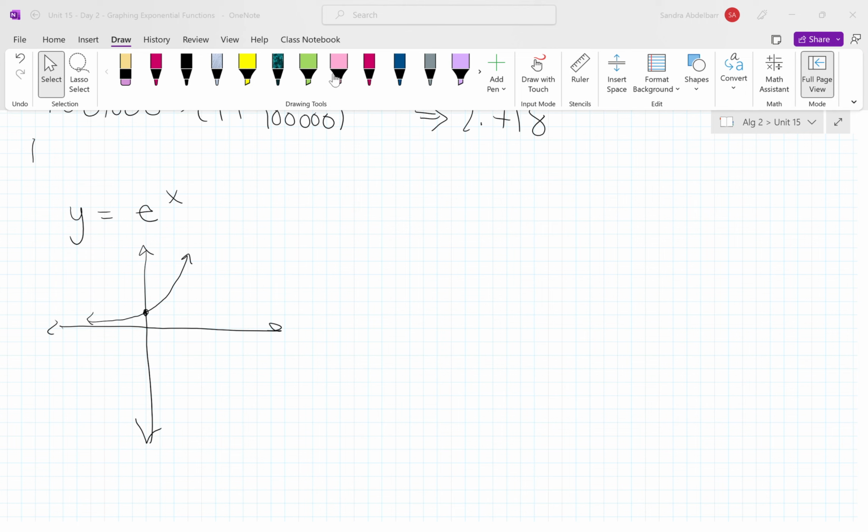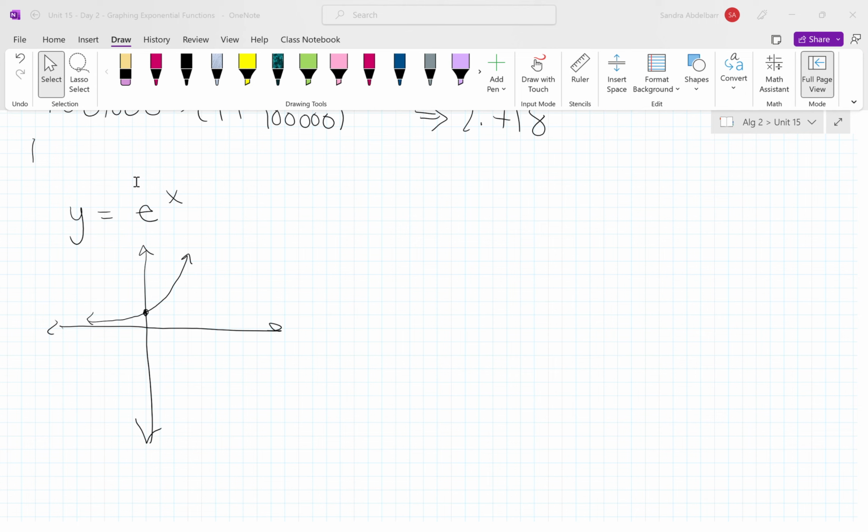So just to show you, graphing calculator, y equals 2 raised to the x. All right, that's our exponential. We have our 0, 1 as our key point, right? Now let's do y equals e raised to the x. All right, same idea, right? Asymptote, key point is still 0, 1.